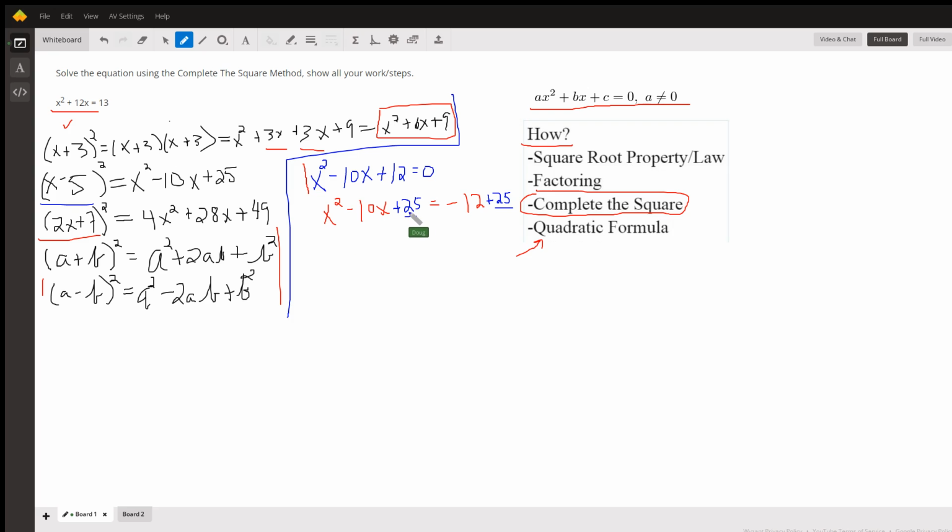I just turned this into a perfect square trinomial. This trinomial can be written as x minus 5, the quantity squared, which I showed over here. Basically, if the leading coefficient is a 1 and you complete the square, x minus half of that number is what the binomial will be. Over here, we've got negative 12 plus 25, which is 13. Take the square root of both sides. That's actually the square root property.